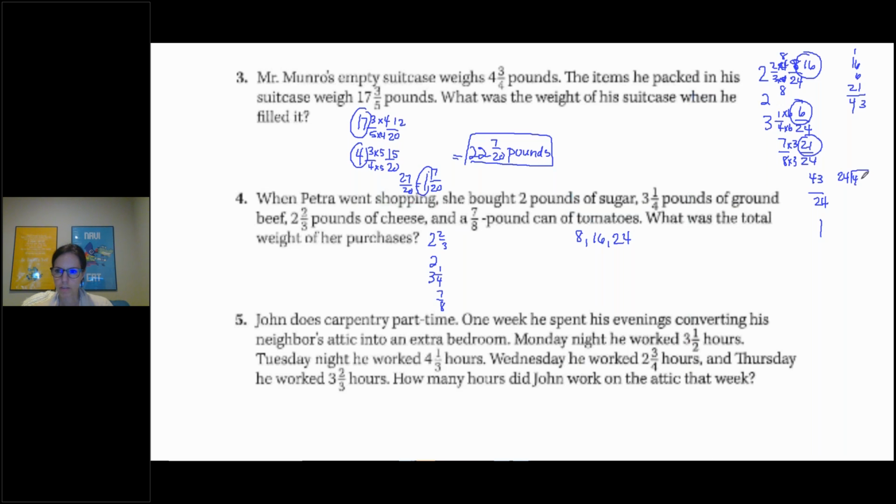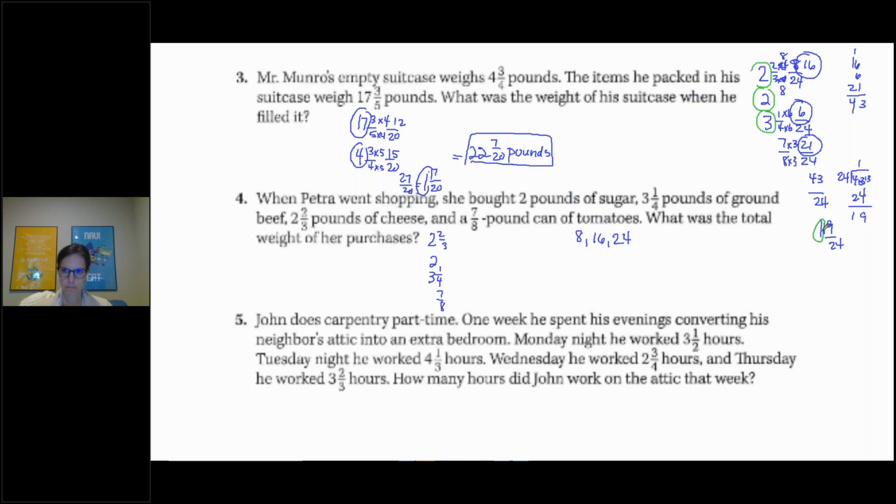24 goes into 43 one time. Yeah, it's 19 because this becomes a 13. Right. So I subtracted wrong. That's okay. 1 and 19 over 24. And then I'm going to grab my green because I got to find these. So here's a whole number, here's a whole number, here's a whole number, and here's a whole number. Okay, so add those together.